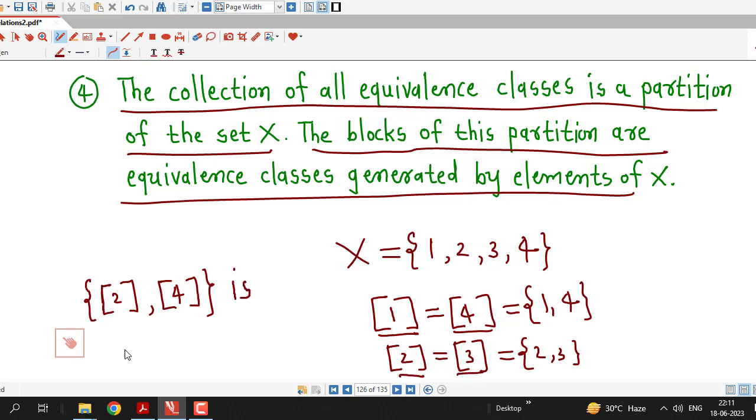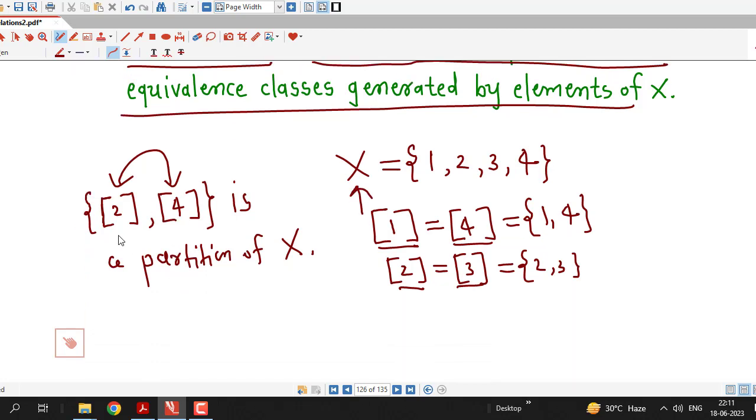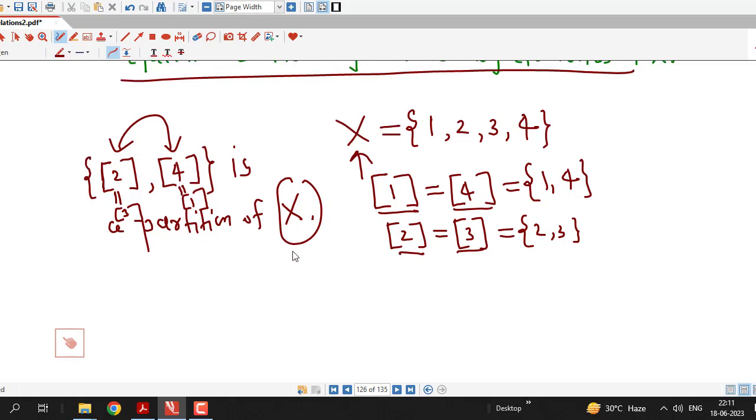So this is a partition of the given set X because the union of these two sets is equal to X, and these two sets are disjoint. And here we can see this is nothing but the equivalence class of 3, and this is the equivalence class of 1. So if we consider disjoint equivalence classes, then their union is always the given set X, and therefore this collection of disjoint equivalence classes is always a partition of the given set X.